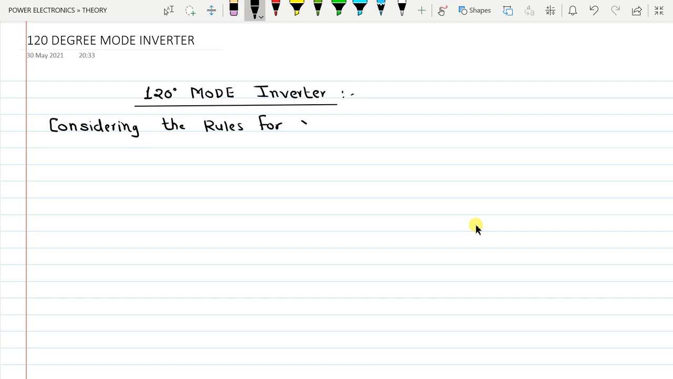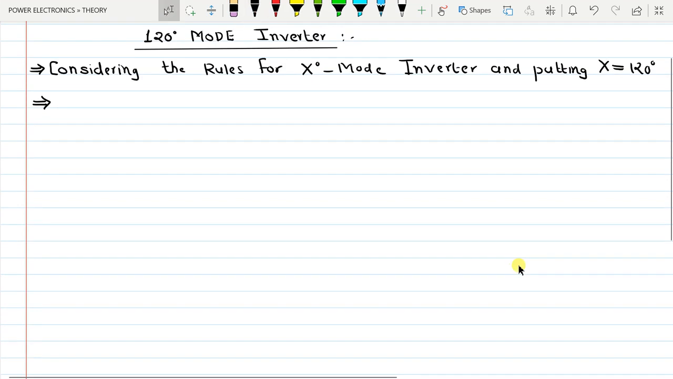Considering the rules for X degree mode inverter, and putting X equal to 120 degrees. Firing scheme.